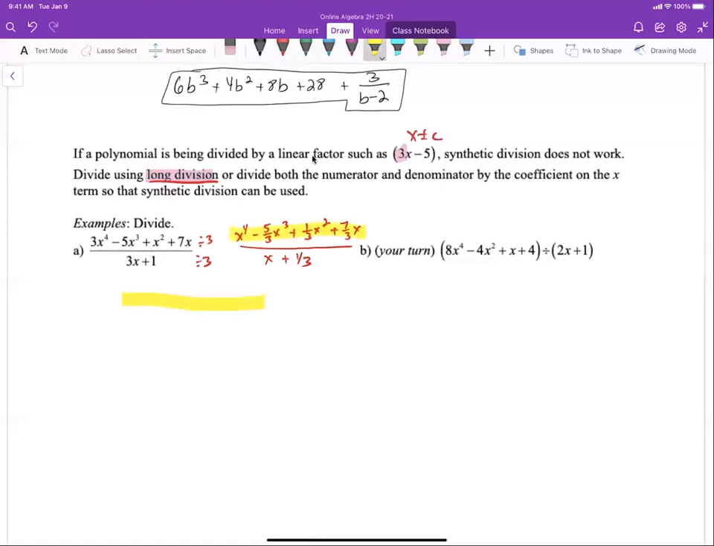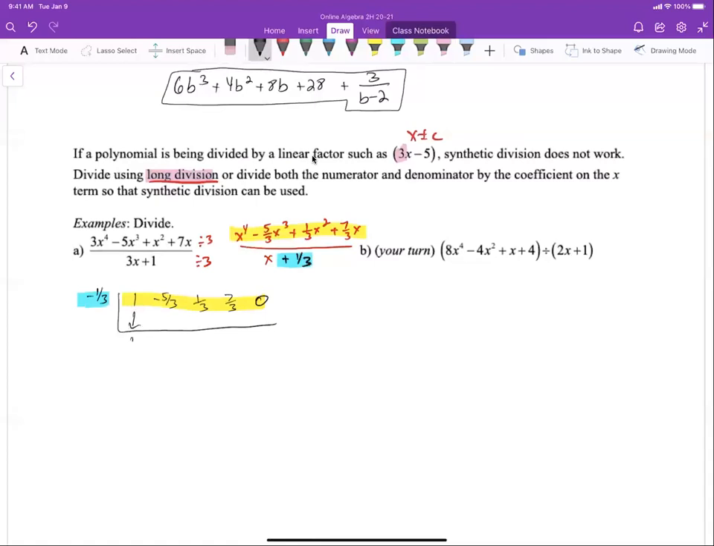So I will draw my box, write my terms. I have 1 for my x to the 4th, minus 5/3 for my x to the 3rd, 1/3 for my x squared, 7/3 for my x to the 1 power. And notice I don't have a coefficient for my x to the 0 power, so I have a placeholder 0. I will then take this positive 1/3 and switch the sign, and I now have a negative 1/3, and I will start this process.